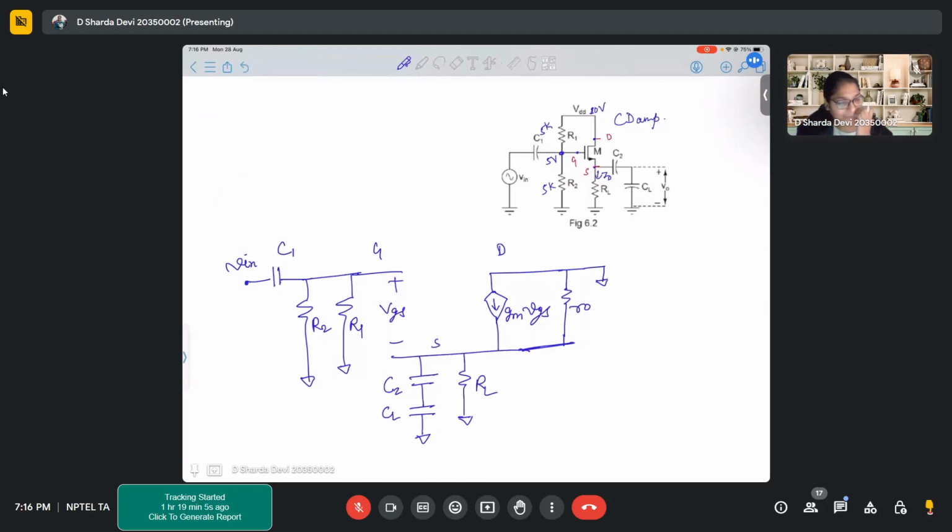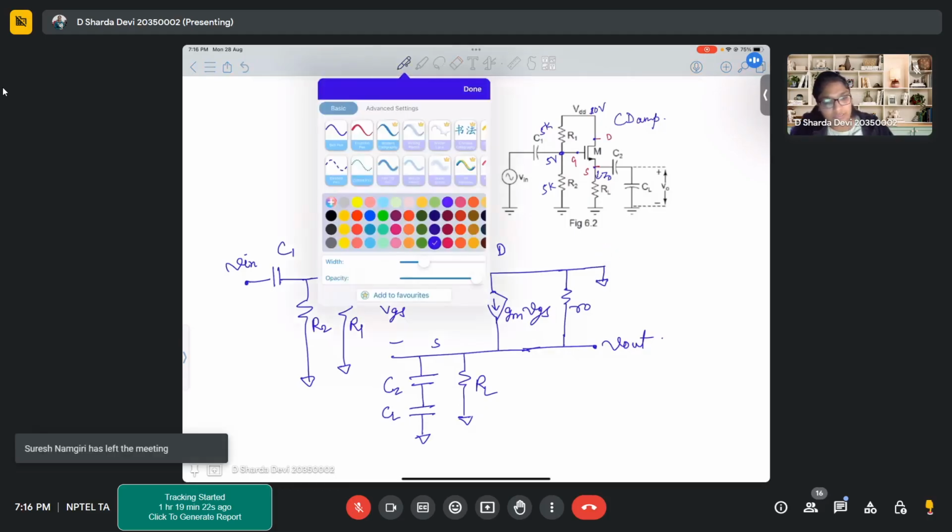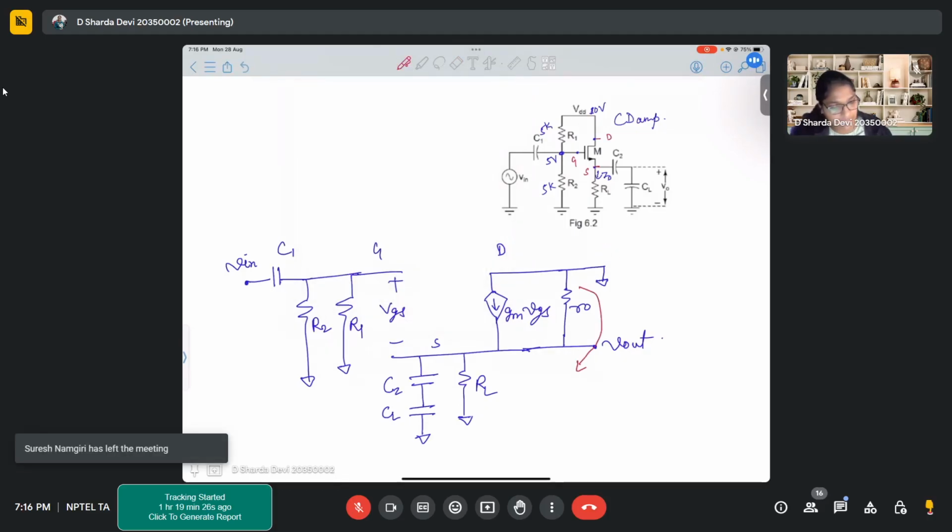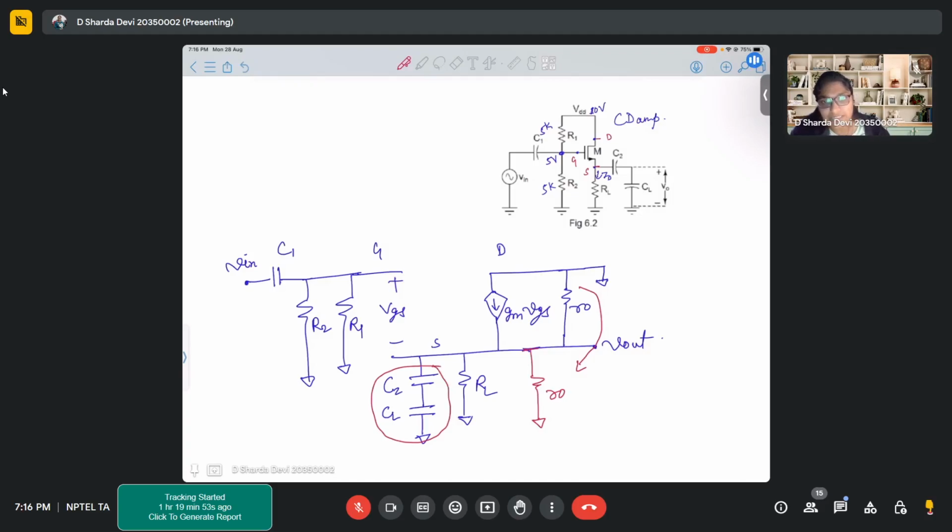So this is how your circuit looks currently. Here you have your Vout. If you observe very carefully, your R0 is connected between Vout and ground. So we can change it, this can come down and we can draw it as R0 to ground. Now you have your input. Currently let us consider only the resistive circuit, so we don't consider the capacitive circuit.